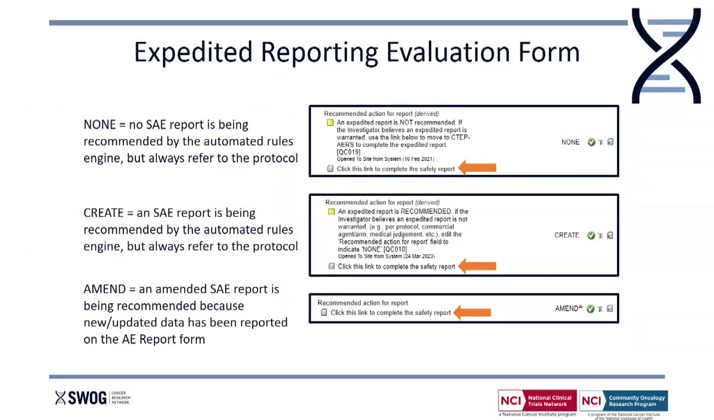The 3 possible recommendations that you'll get in RAVE are going to be none, create, or amend. Amend, you'll see if you've already created an SAE report and you have changed the data and it thinks that that SAE report should be updated. It's going to tell you to amend the report, and you'll click that same link to go ahead and create an amendment to the original SAE report.